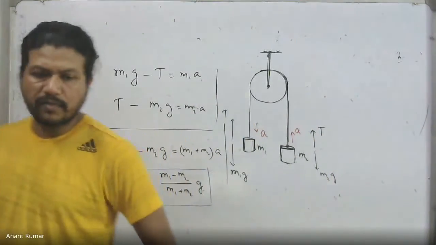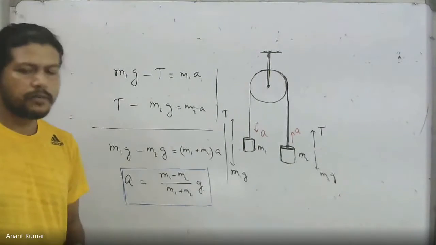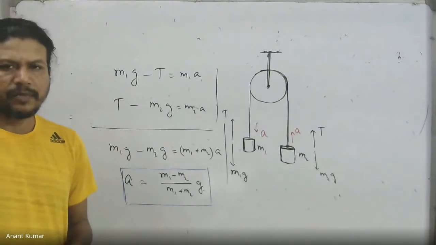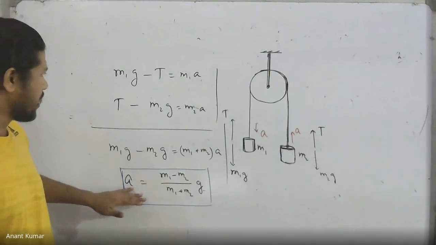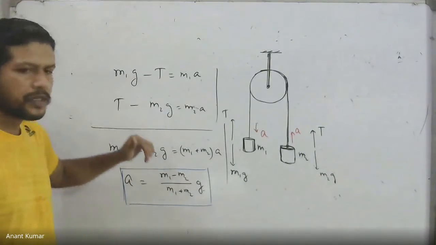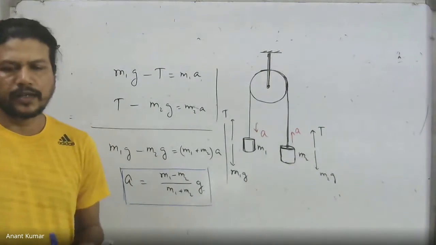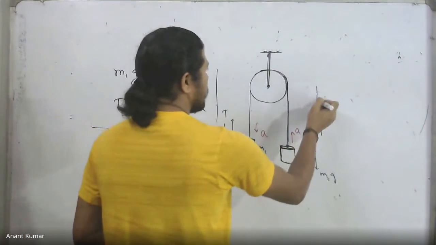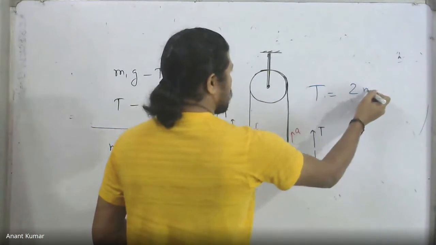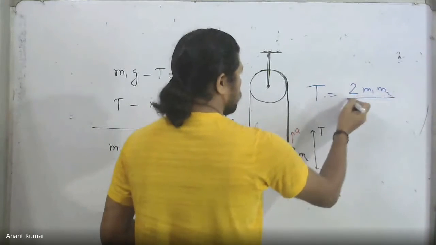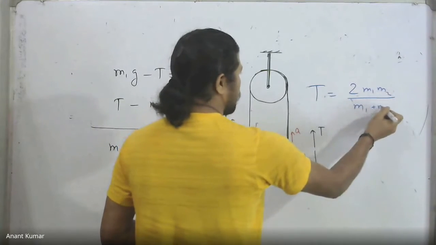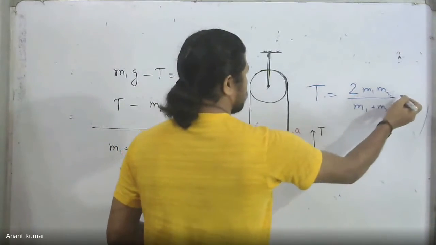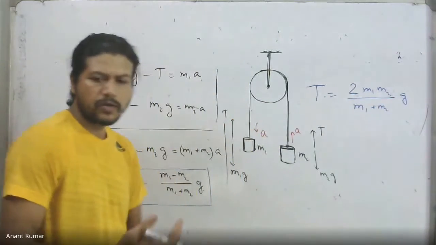In this case, by using this acceleration, I can put it in any one of the equations and solve for the thread tension. It turns out the thread tension, that is this T over there, is twice m1 m2 by m1 plus m2 into g. That is what the thread tension turns out to be.